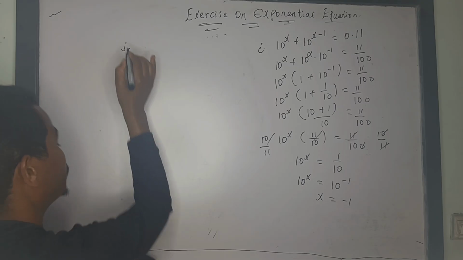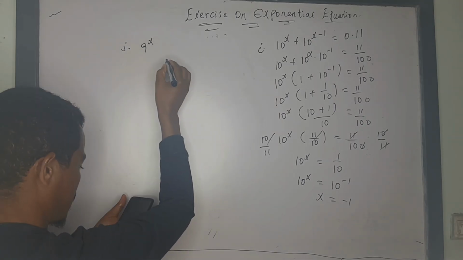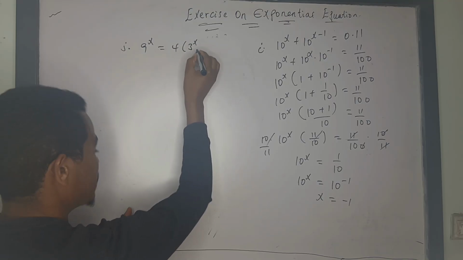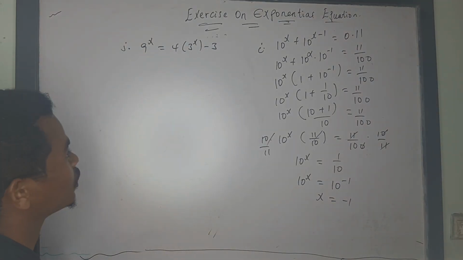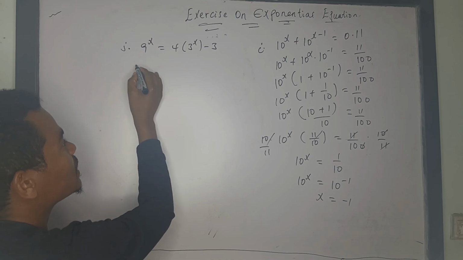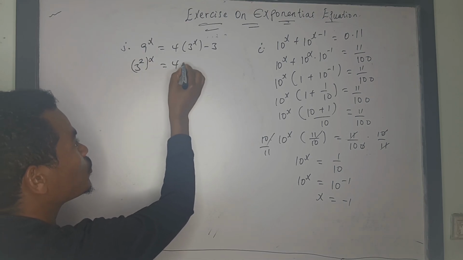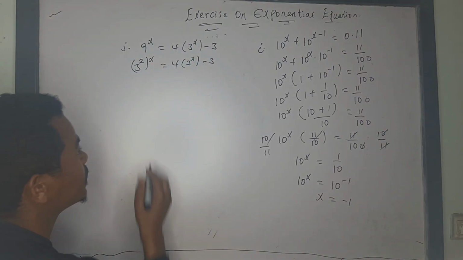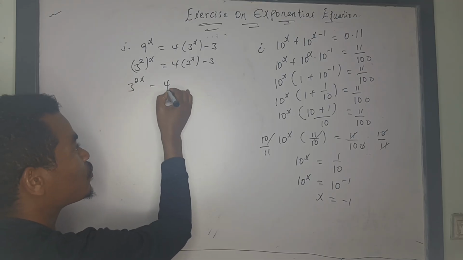Next: 9 the power of x is equal to 4 into 3 the power of x minus 3. What are the values of x that make this equation true? 9 is the same as 3 squared, so 3 the power of 2x is equal to 4 into 3 the power of x minus 3.